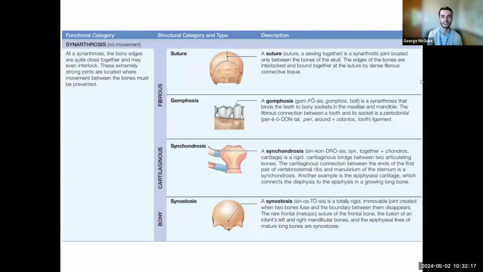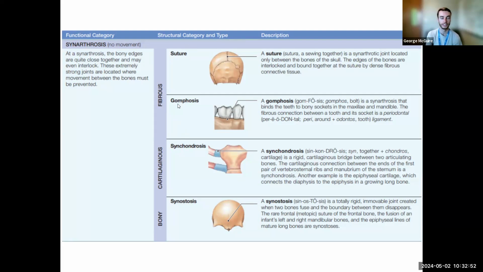All right, so with that out of the way, let's talk some specifics about our joints. So we categorize joints by function and structure. So we have three different categories of functional separation. We have no movement, some movement, and then lots of movement. So our no movement functional category is called synarthrosis. So any of these joints are synarthroses joints. Syn, referring to no or lacking. So this is no movement.